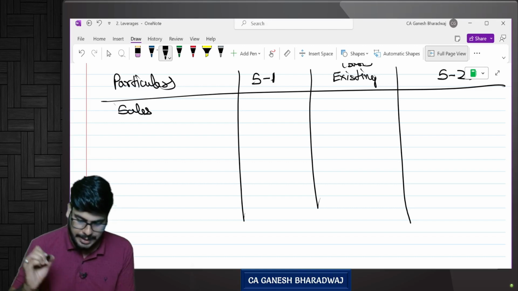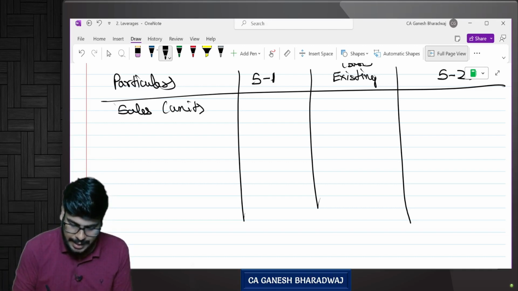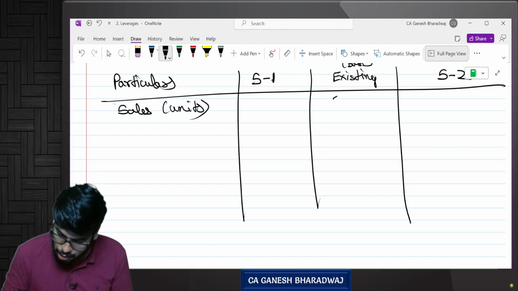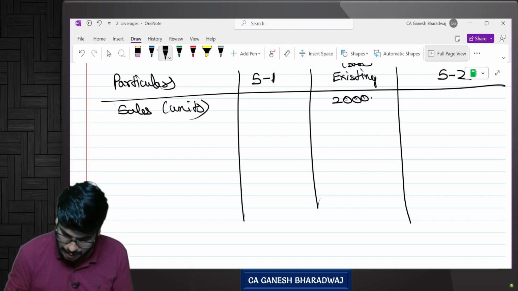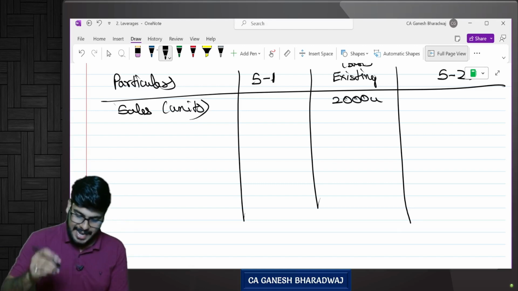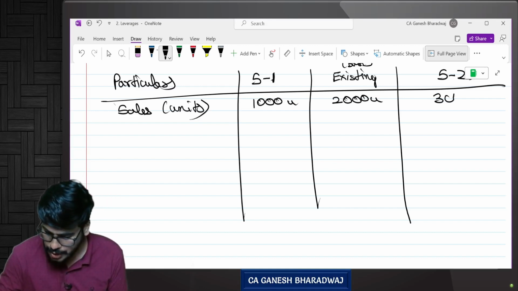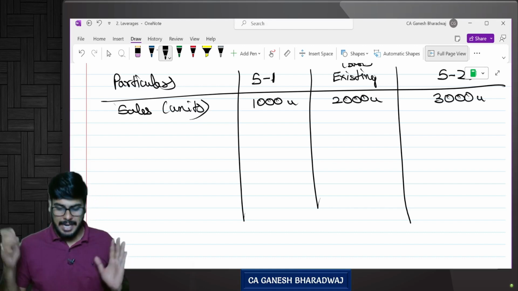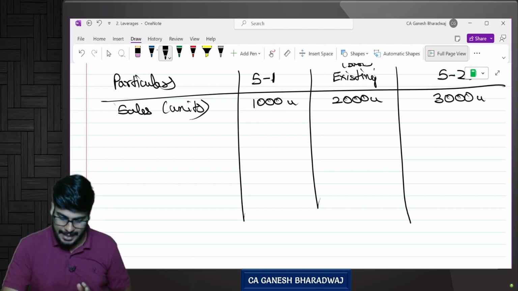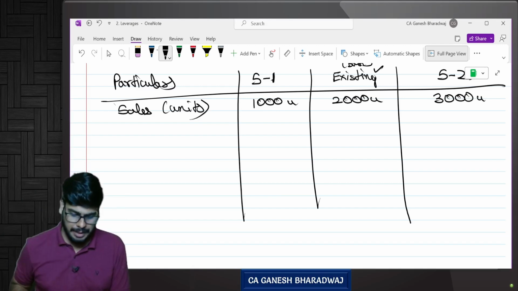Sales, existing sales in terms of units. The current sales, let us say, is 2000 units. In case 1, it is 1000 units. In case 2, it is 3000 units. I'm just giving an example, 3 scenarios: the existing scenario, then scenario 1 and scenario 2. Just keep following this particular example.